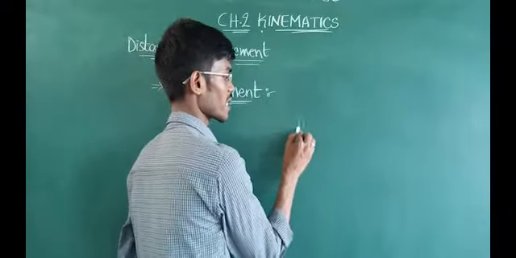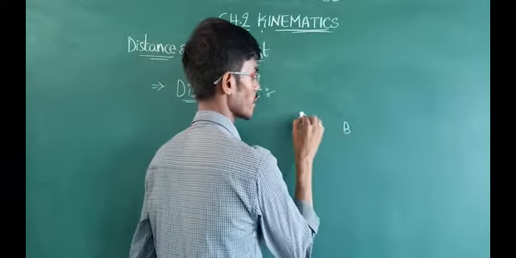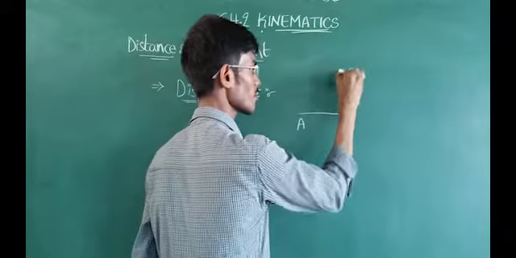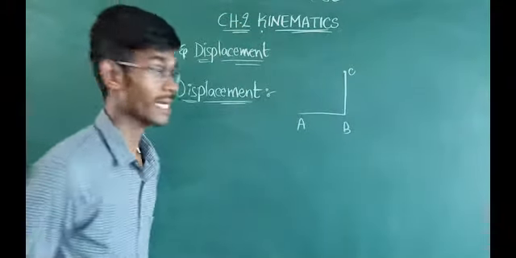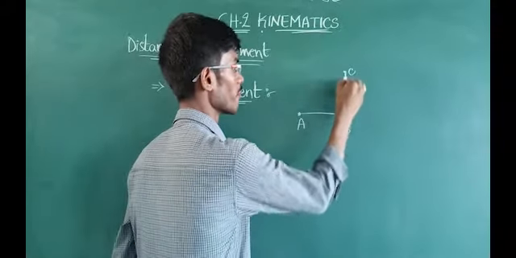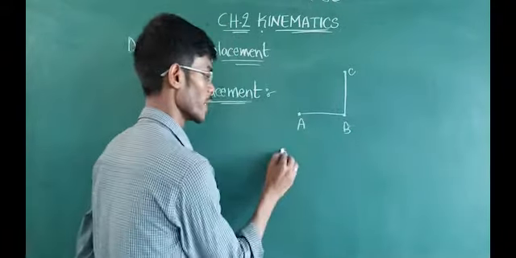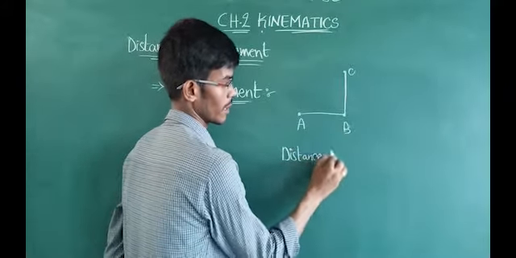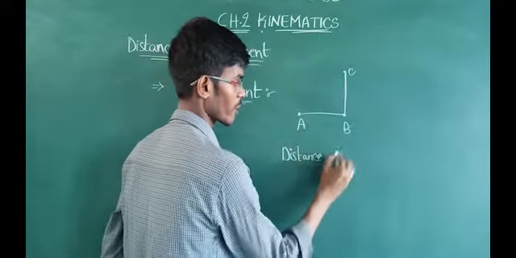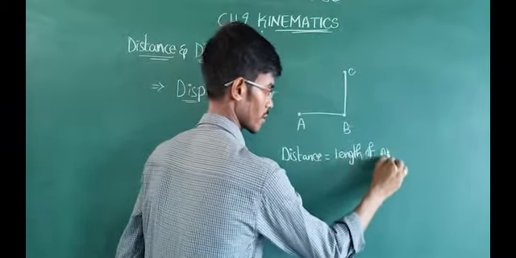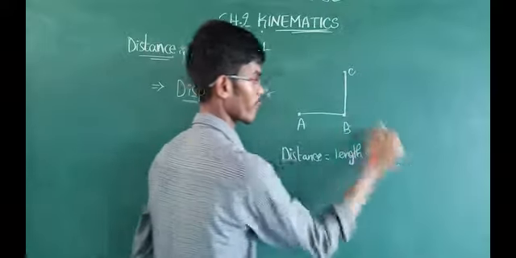See, an object is traveling from A to B and then again B to C. An object is traveling from point A to point B and point B to point C. So here distance means the length of AB from here to here plus the length of BC.